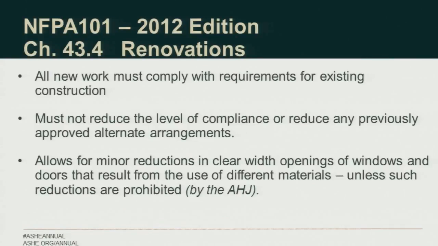There is a provision here that allows a minor reduction in door widths as long as it's approved by the AHJ. So for instance, if I have a door that I'm replacing and it ends up being a clear width of 32 inches, it was greater than that, but now it's down to 32 because of the door that I'm replacing it with, the AHJ may say, that's fine, I can still get a wheelchair through that door. But if it goes down to like a 30-inch opening, now he's going to say, no, that's not acceptable because I can't even get a wheelchair through there. So, again, it's up to the AHJ.